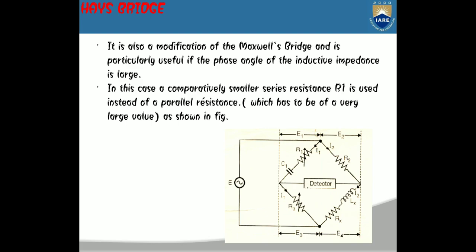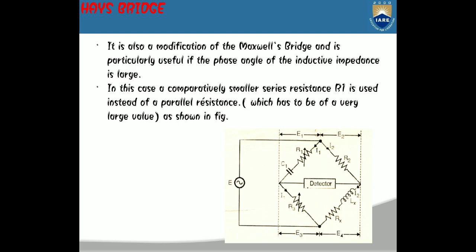The advantages of the Hay bridge are: this bridge provides a simple expression for the unknown inductance. It is appropriate for coils that have a high quality factor, greater than 10. The bridge provides a simple equation. It uses a small resistance value to determine the quality factor.